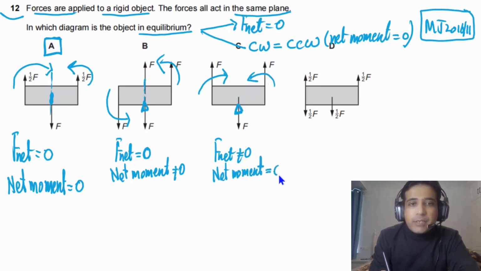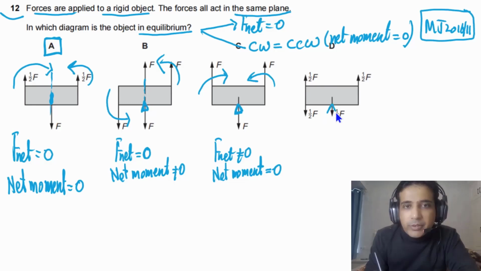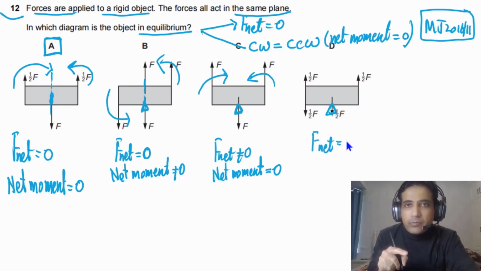Now if you look at this option, in this case we can also take our moment about this point. You can see net force is 0 in this case because 1F is acting vertically down and 1F is acting vertically up. But the net moment is not equal to 0 because the moment due to this one is anti-clockwise, and the moment due to this one is clockwise. These two moments cancel each other, but there is still a net moment due to this force, and this one will be anti-clockwise. So in this case, the net moment is not equal to 0.